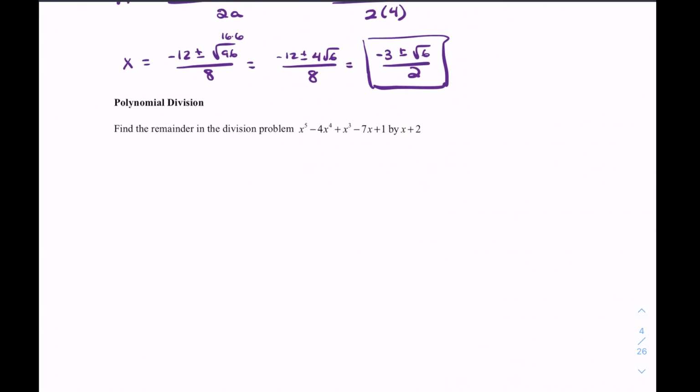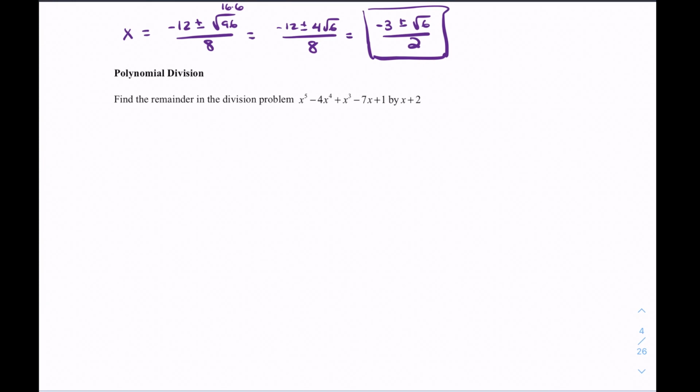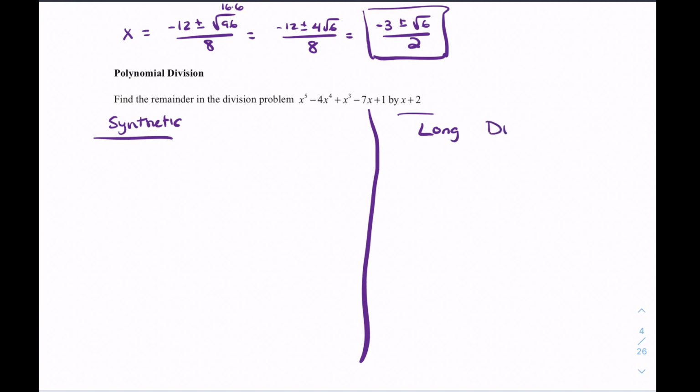Next up, if you remember chapter 4 from pre-calculus, this is where you talk about synthetic division and long division. Just like you can divide numbers, we can divide polynomials. So what we're going to do is say find the remainder in the division problem, x to the 5th minus 4x to the 4th plus x cubed minus 7x plus 1 by x plus 2. We're going to show both ways. We have synthetic, and then we have just a line here, long division.